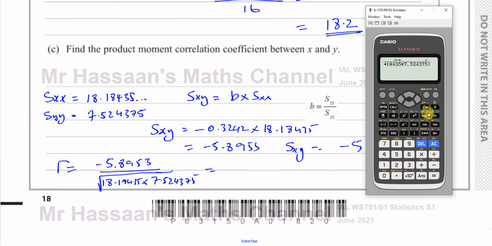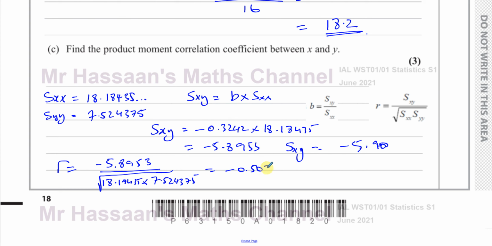Oops, what did I do there? I closed the bracket too early. One second. You have to press out of the bracket and then out of the square root sign, and then put the bracket and press equals. You get negative 0.50399, whatever. Okay, we don't need all of those. I'm going to write that to 3SF, which is negative 0.504. That's the value of R, the PMCC between X and Y. So that's the answer to part C.